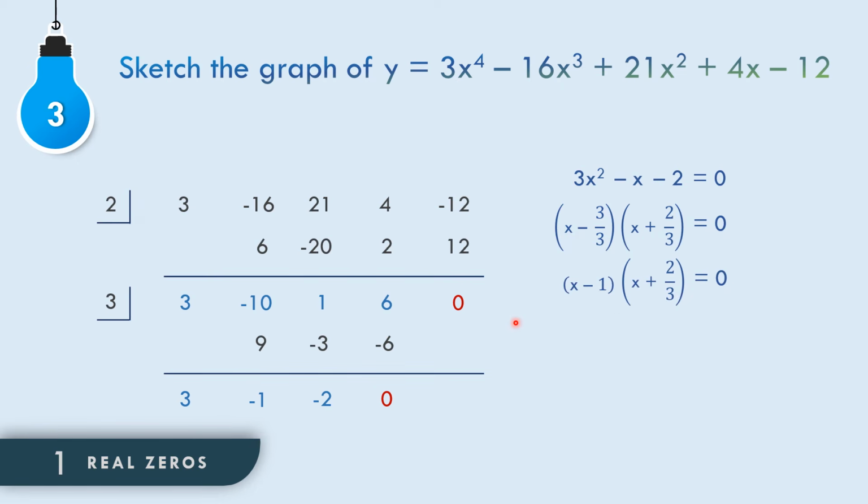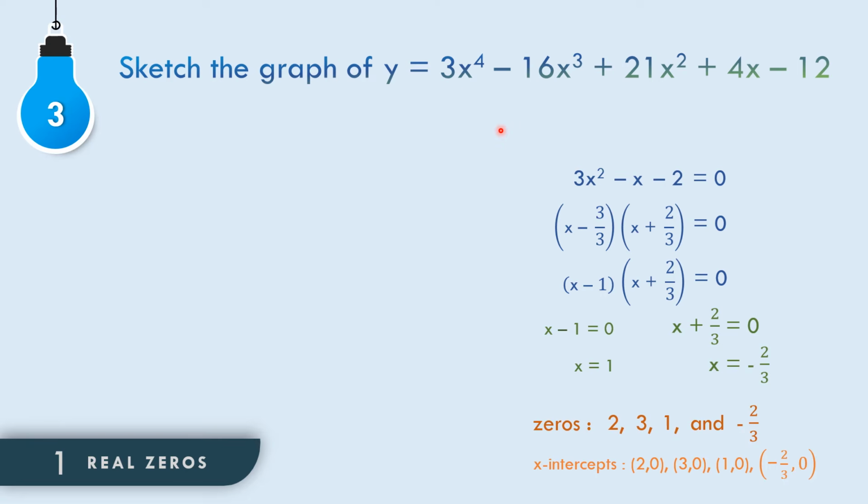Let us try to solve for the value of x. X minus 1 is equal to 0, so x changes sign and becomes positive 1. The second one, x plus 2 over 3, so x is equal to negative 2 over 3. So the zeros are 2, positive 3, 1, and negative 2/3. And then the x-intercepts, y is equal to 0, so that becomes (2, 0), (3, 0), (1, 0), and then (negative 2 over 3, 0).